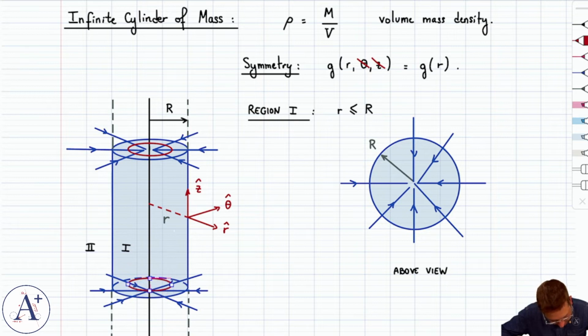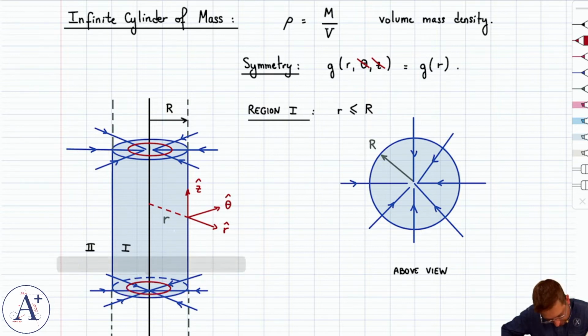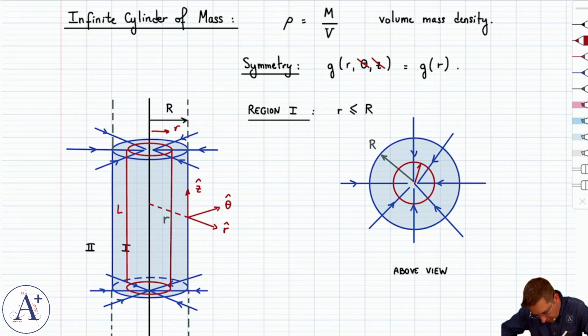It's going to have, just like we had for the infinite line of mass, an arbitrary length L. There we go. This is going to be the arbitrary length L of the cylinder, and it's going to have a radius little r. So it's getting crowded over there, but bear with me, let's just draw it here. It'll be easier to see. Here's the above view with radius little r smaller than big R.